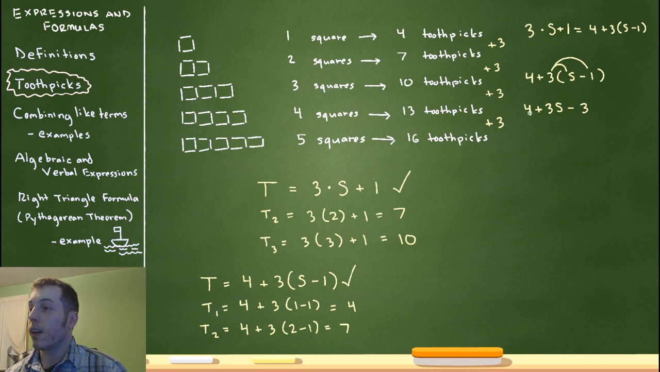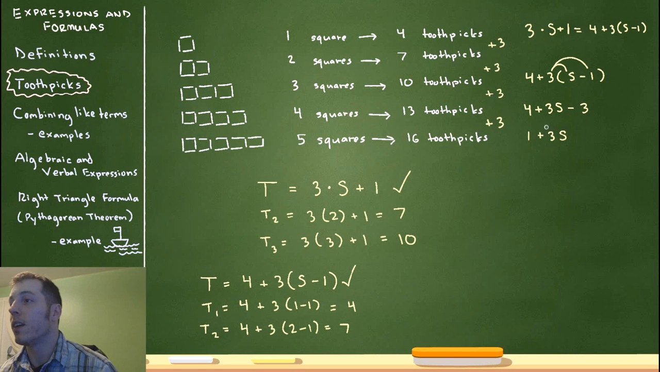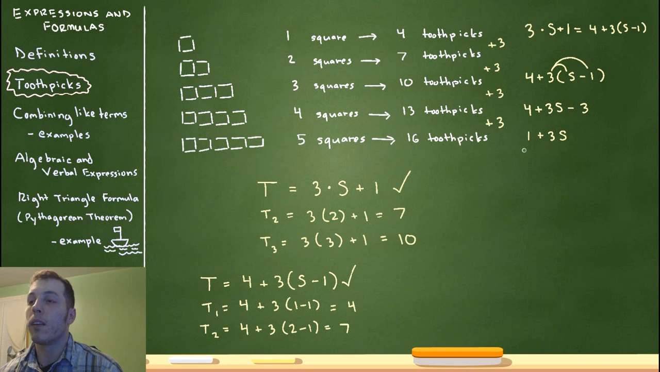Okay, and now 4 minus 3 is 1, or 4 plus a negative 3, however you want to think about it, is 1, and we have a plus 3s right here. So up here we have 1 plus 3s, right? It doesn't matter which order you do addition, right? That's commutative. It doesn't matter the order in which you do something. That's not true for everything, but it's true for addition anyway. And this statement we saw equals 1 plus 3s as well. So we do see that these formulas are in fact equivalent.